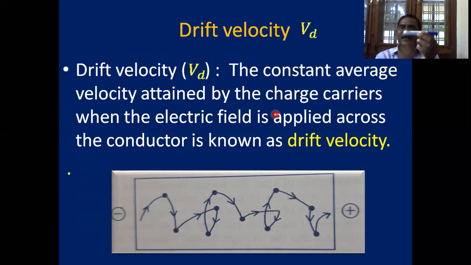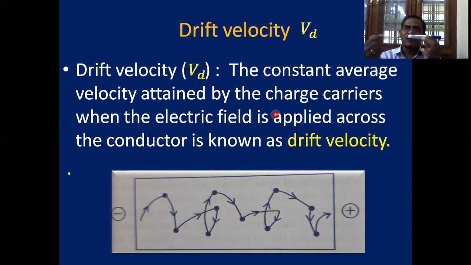For example, if there exist n free electrons and they have different thermal velocities at any instant of time, v1 bar, v2 bar, v3 bar, and so on, then the average thermal velocity we write as v1 bar plus v2 bar and so on up to vn bar, all divided by n. That will become zero because the electrons are moving randomly.